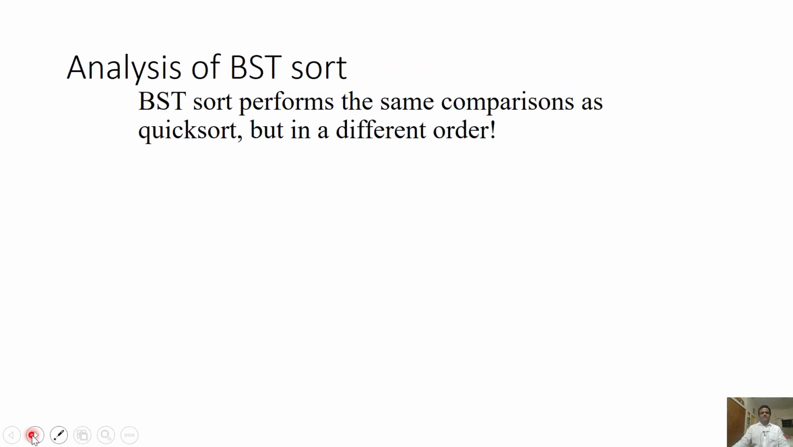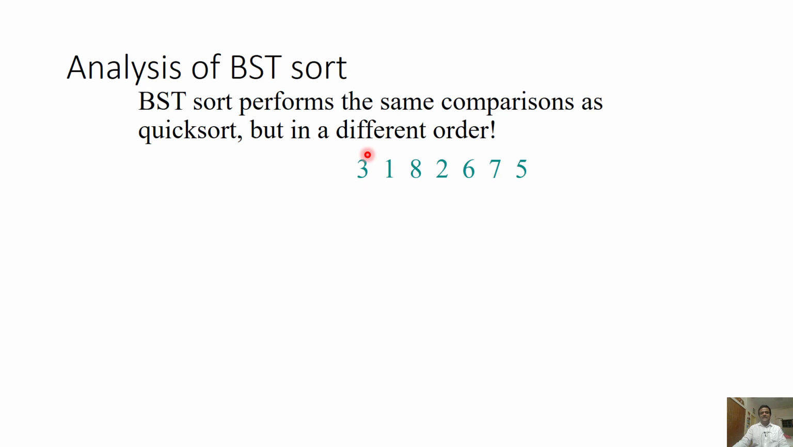So to analyze that, we see that the BST sort performs the same comparisons as quick sort, but in a different order. To get that idea, let us apply quick sort on this input, which we have done for the BST sort algorithm. Suppose we choose the first element as a pivot. If we call partition based on this pivot, what will partition do? It will divide this array into sub arrays.